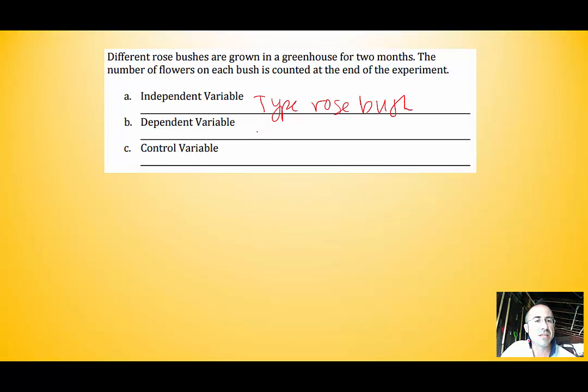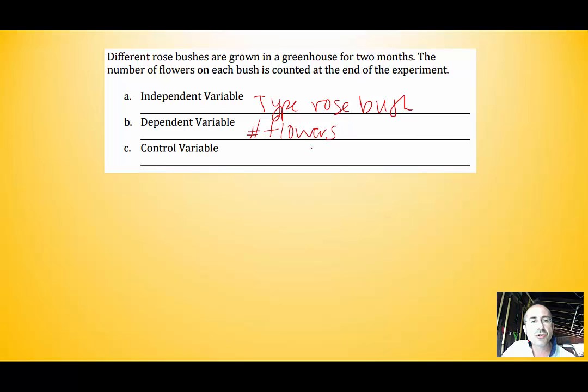So what's measured? What's our dependent variable? What is it that is depending on what we change? All right. Well, in this case, we're looking at the number of flowers. Okay, because that depends on the type of rose bush, right? We could have a rose bush that weakly grows flowers, that does not grow too many. Maybe it lives in an environment where it's energy poor or nutrient poor, so it can't produce the type of flowers that it needs.